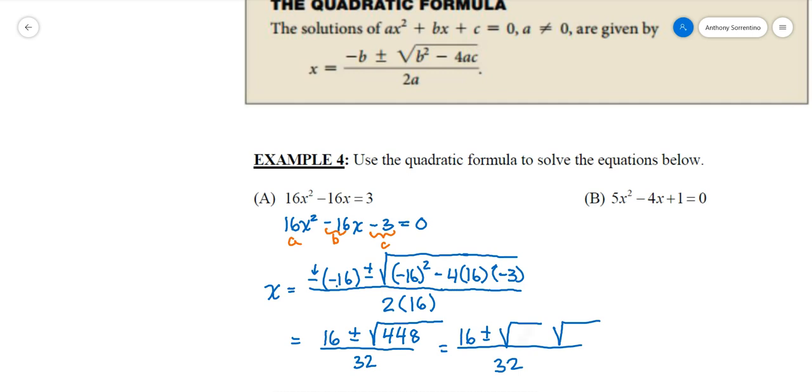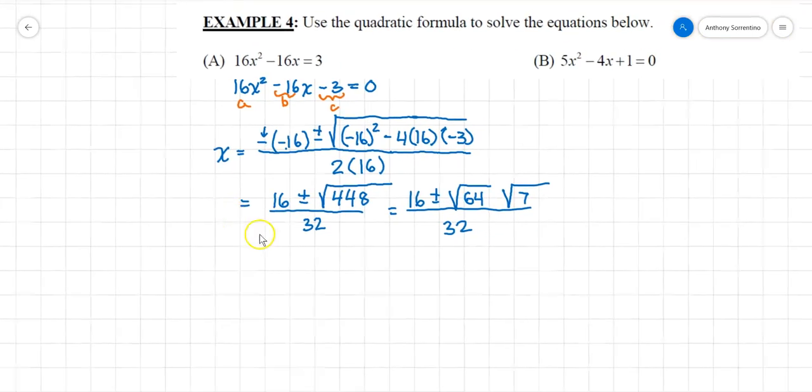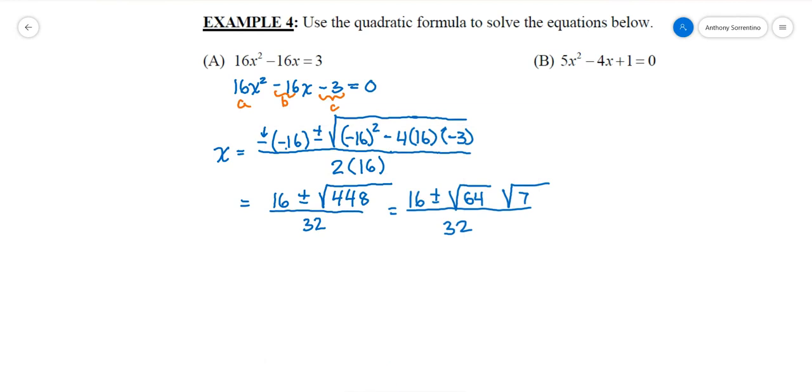Now, you may have to do this in stages, but 448 is 64 times 7. 64 is a perfect square. 7 isn't. So, let me scooch this down a little bit. So I can rewrite this now as x equals 16 plus or minus square root of 64 is 8 times the square root of 7 all over 32.